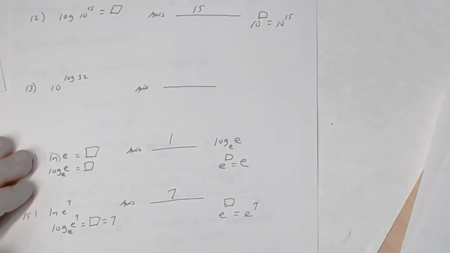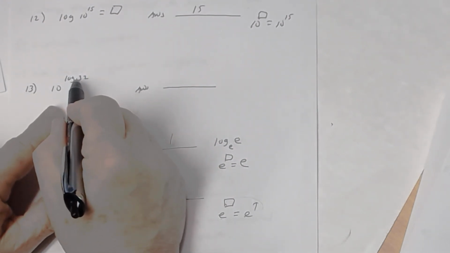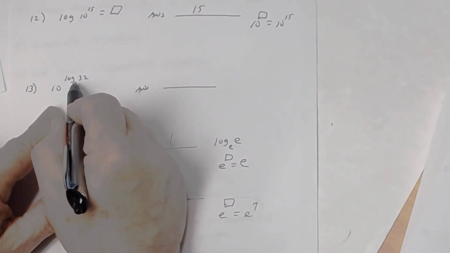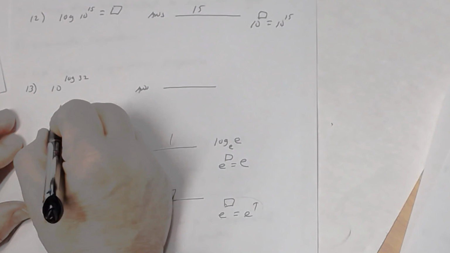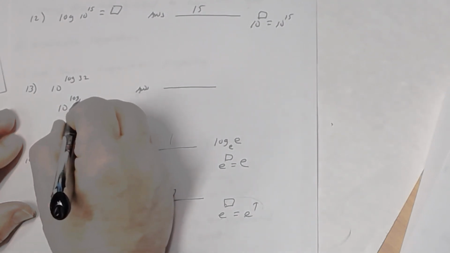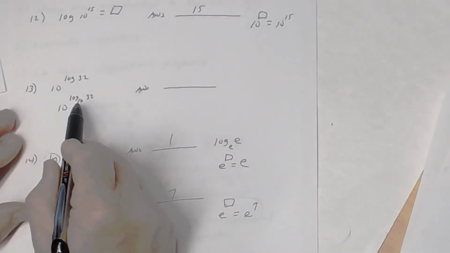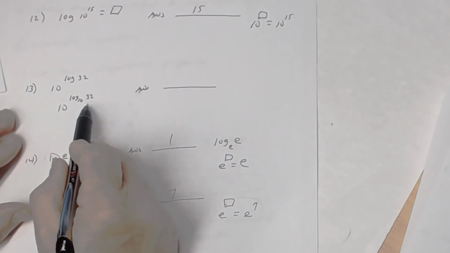Number 13. So remember there's no base here, so it's going to be what? It's going to be 10. So this is 10 to the log base 10 of 32. Base is 10, base is 10, so the answer is 32. All right, and I believe that's it.